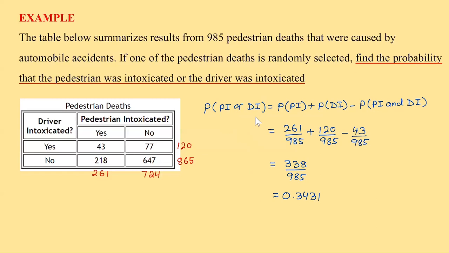So what we have done in this example is we looked at the events. We saw that the question involves or, so it is the addition rule. And we also saw that the events are mutually inclusive. So we use the formula for mutually inclusive events. We use the addition rule of probability, and then we use the proper values to find the individual probabilities, and we simplify that to get this probability. So this is the probability that the pedestrian involved was intoxicated or the driver was intoxicated.